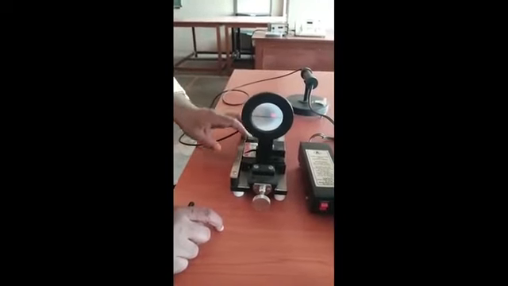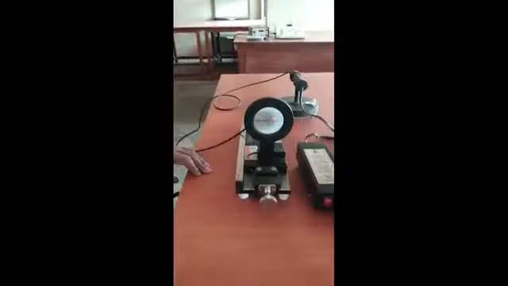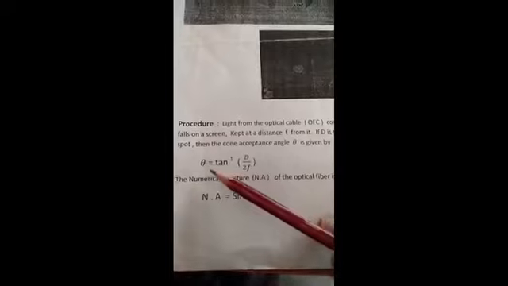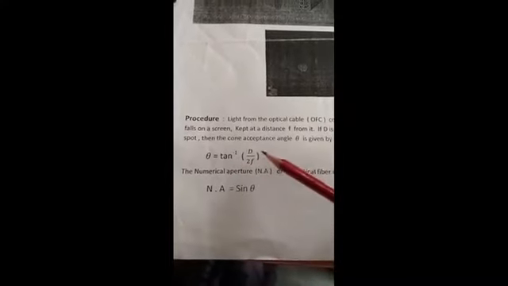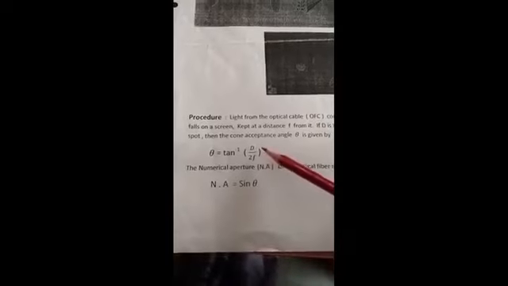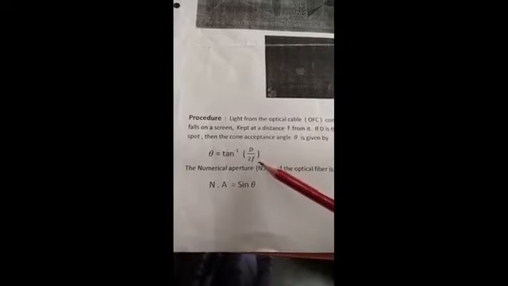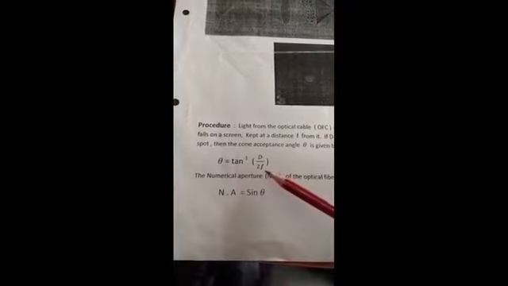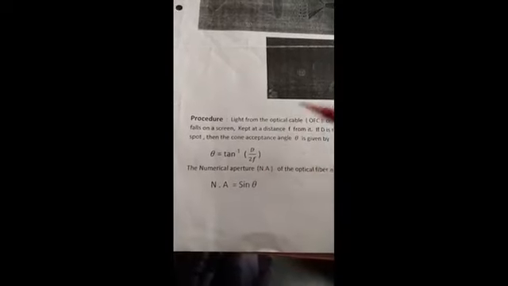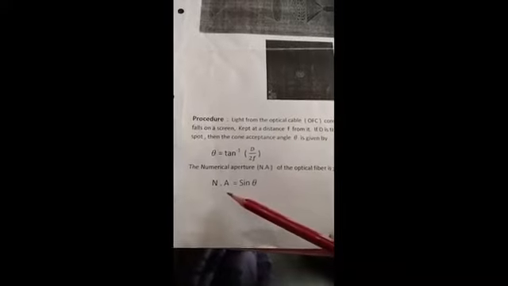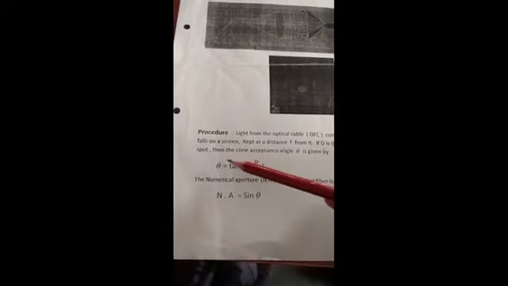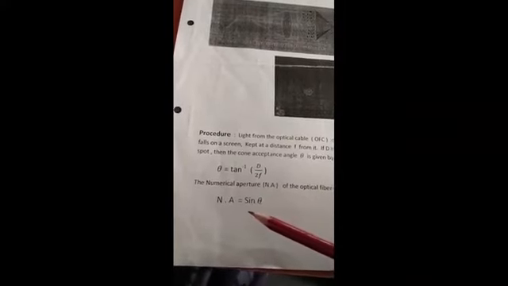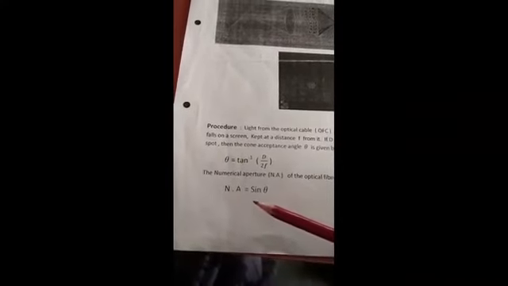Here is the formula for calculating the cone acceptance angle: theta is equal to tan inverse of D by 2F, where D is the diameter of the spot formed on the screen and F is the distance of the screen from the cable output end. The corresponding numerical aperture of the optical fiber is given by NA equal to sin theta, where theta is the cone acceptance angle.